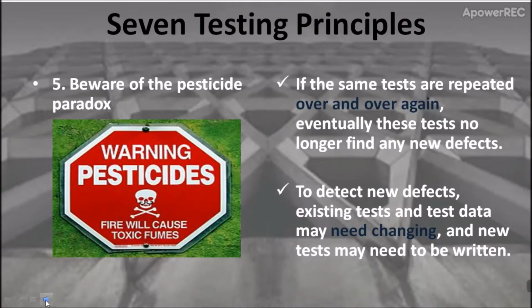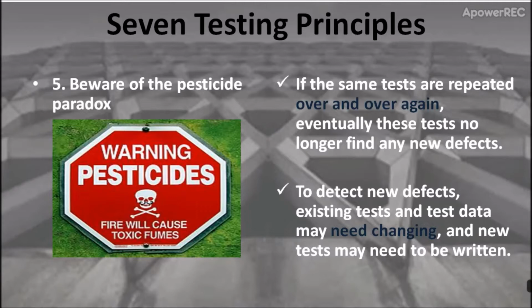Principle number 5: be aware of the pesticide paradox. Any pesticide that is used over and over again will become weaker and weaker in killing insects. This is the same for software testing. If the same tests are repeated over and over again, those tests will no longer be effective. They will not find any new defects. So to detect new defects, you should change your test cases and your test conditions.